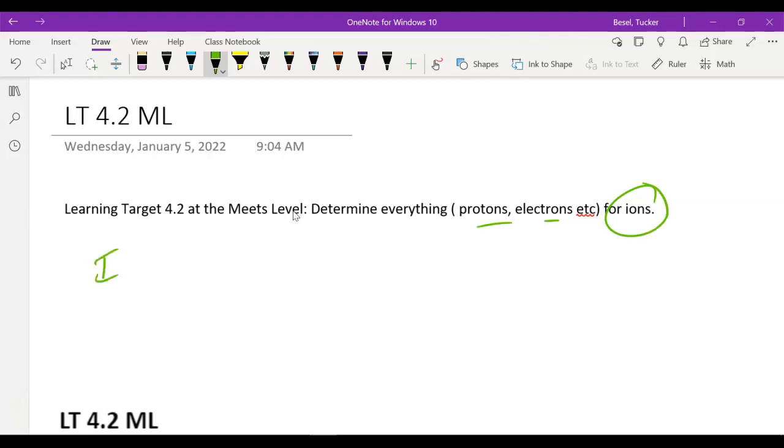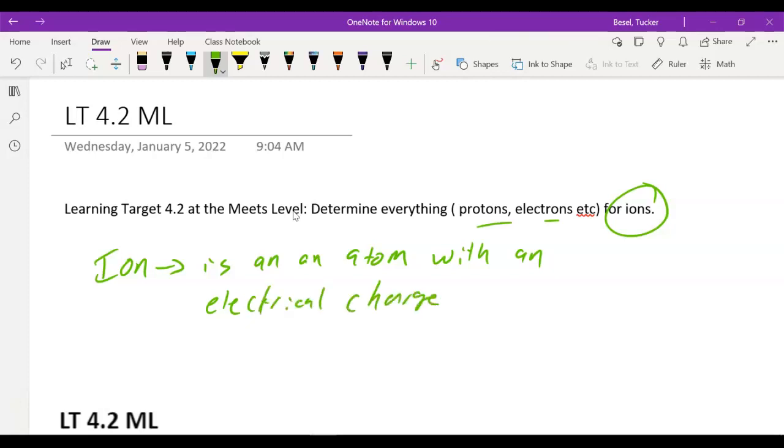So remember, an ion is an atom with an electrical charge due to an excess or lack of electrons.